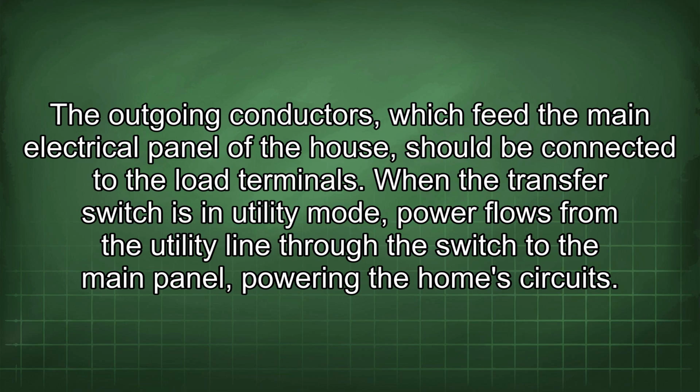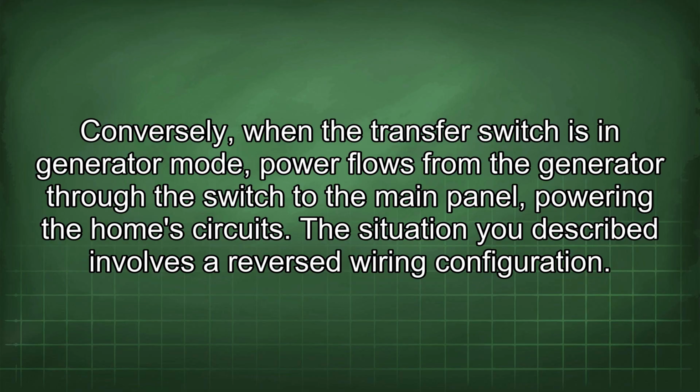When the transfer switch is in utility mode, power flows from the utility line through the switch to the main panel, powering the home circuits. Conversely, when the transfer switch is in generator mode, power flows from the generator through the switch to the main panel, powering the home circuits.